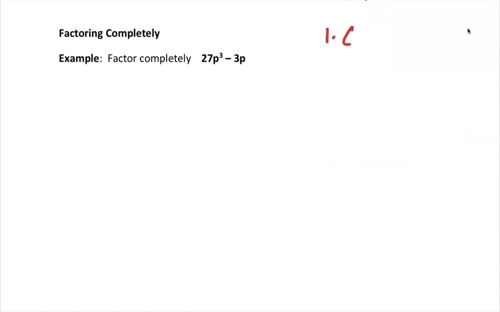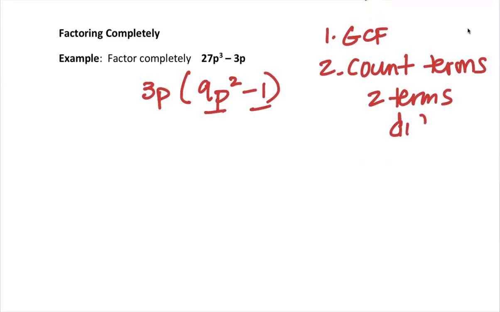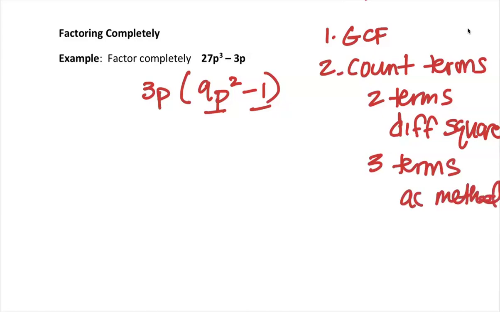Factor completely. So is there a GCF? Yes, there is. Let's get that out first. So 3p. So that would leave 9p squared minus 1. If I'm going too fast, just pause the video and catch up. It's okay if you need to pause and rewind. You do it until it makes sense for you. And then we're going to count the terms. Here's 1, 2. So if it's 2 terms, I'm going to try the difference of squares. If it would have been 3 terms, we would have tried the AC method, trinomial.